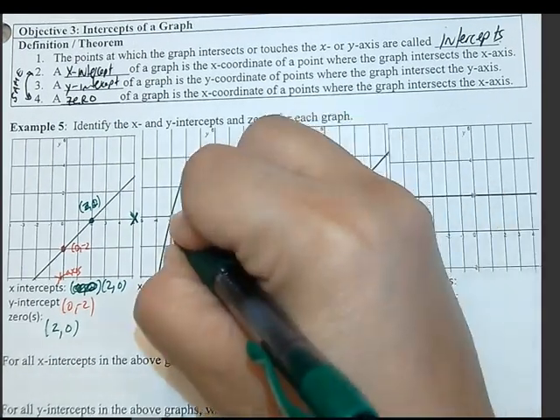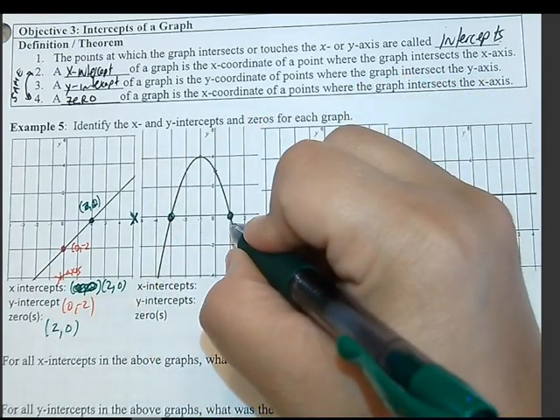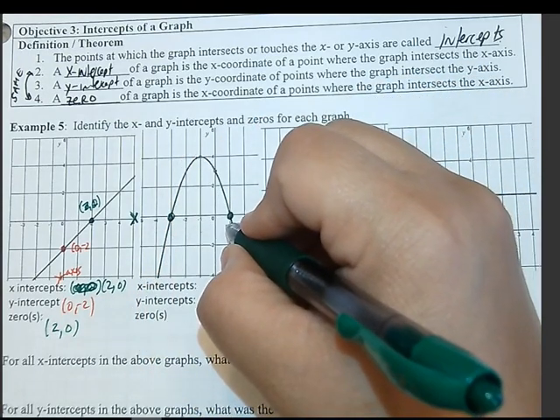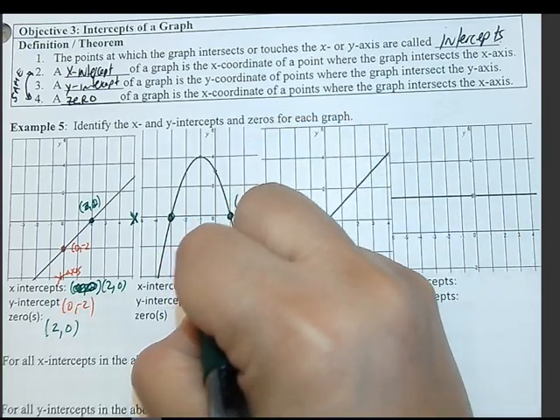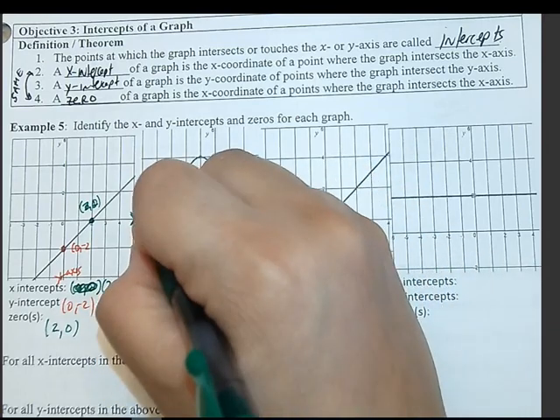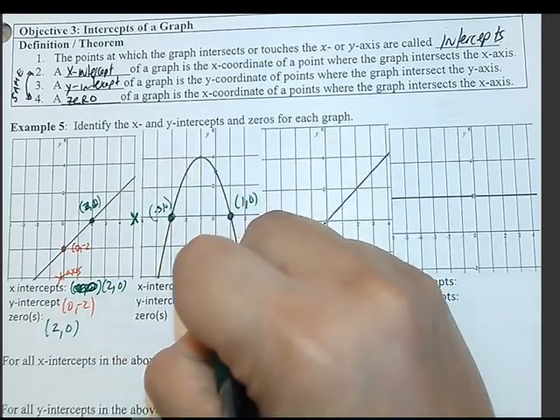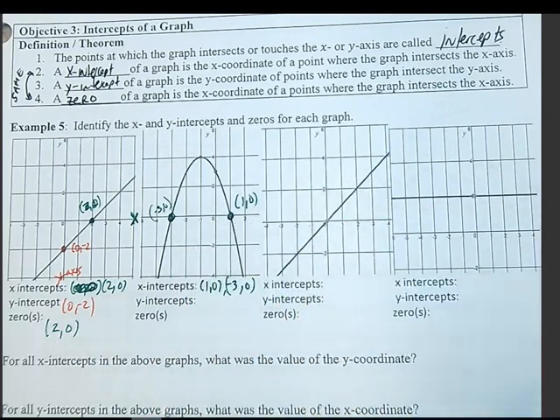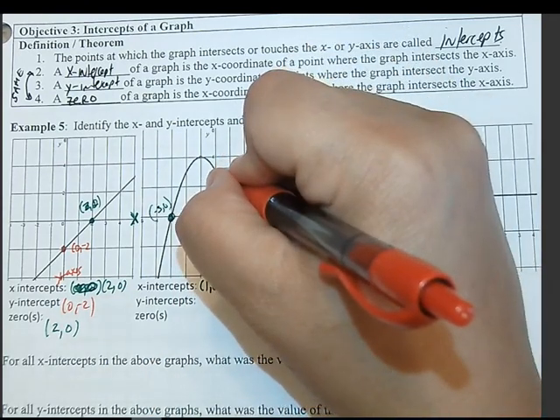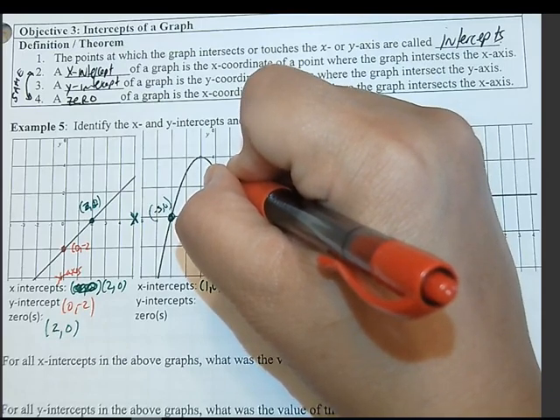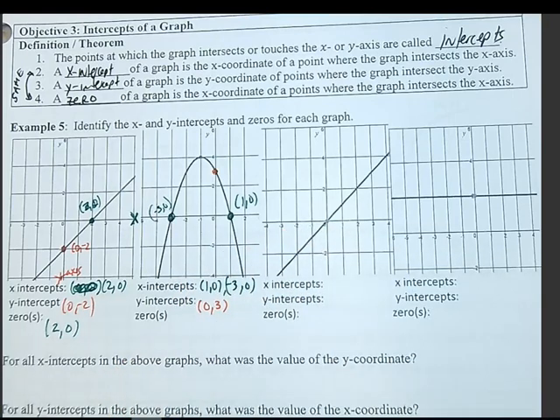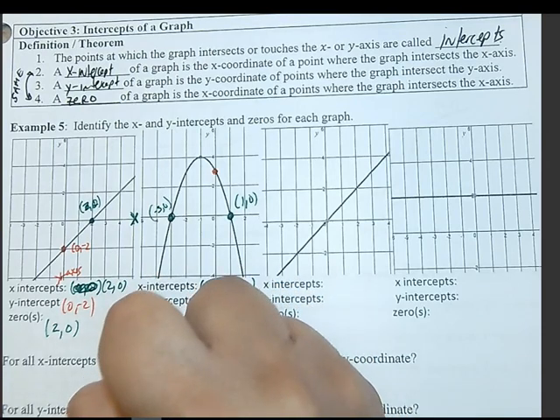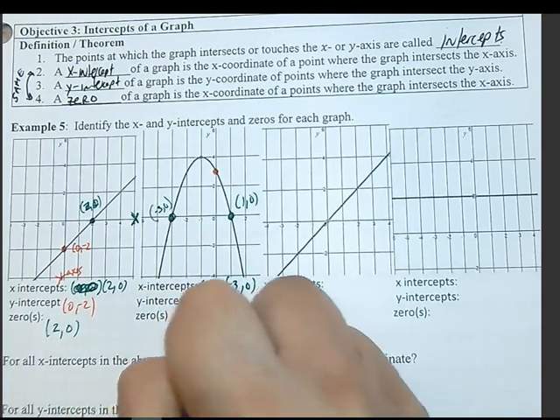Here we have 2 x-intercepts, and they're both located at, well, one is located at 1 and 0 right here, and the other is located at -3 and 0. And then the y-intercept is going to be this point up here, which is at 0, +3. And then your zeros are going to be the same as the x-intercepts. This is a different name for them, but they're the same.